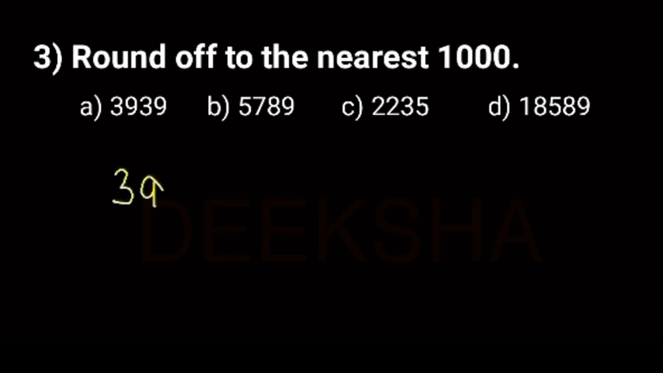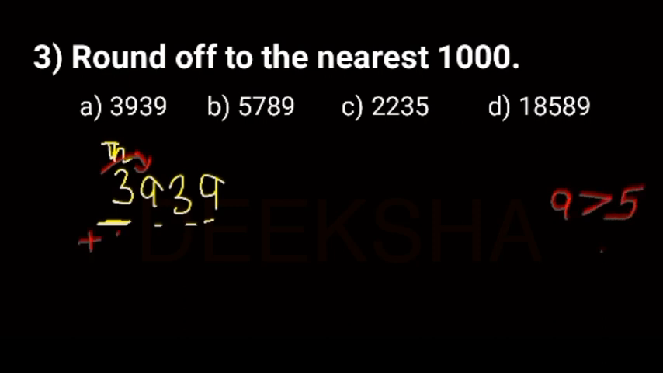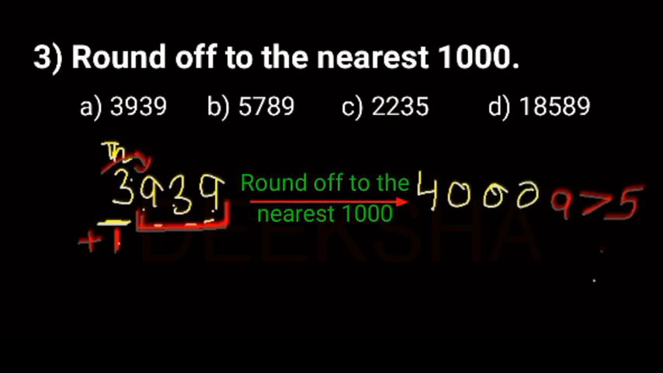Next, round off to the nearest 1000. First number, ones, tens, 100, 1000. You will round off at this place. So you will check its right digit, that means 9. 9 is greater than 5. So add 1 at this place and these digits will be replaced by zeros. Simply write your answer. 3 plus 1 is 4. 1, 2, 3. 3 zeros. So your answer is 4000.